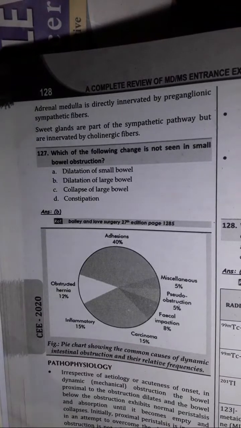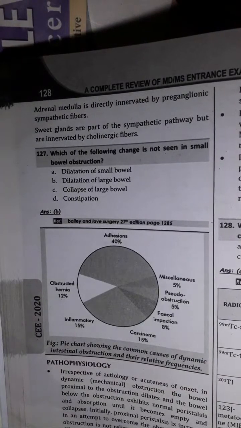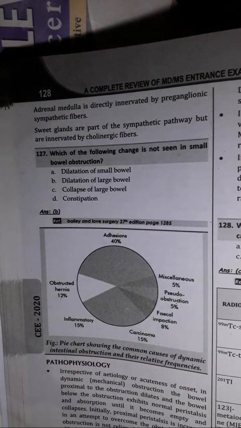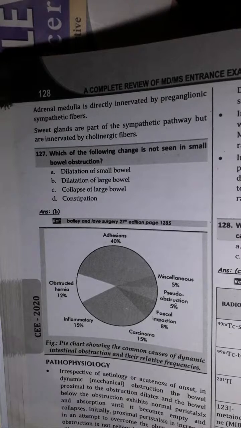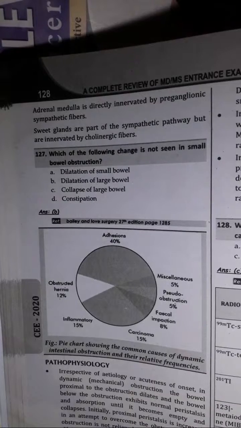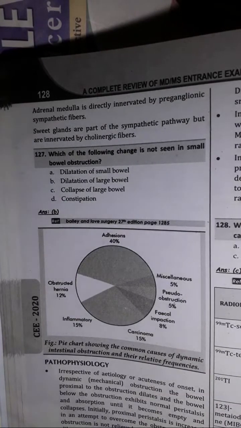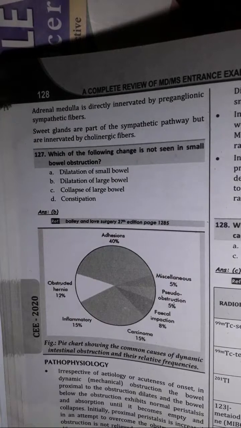Which of the following change is not seen in a small bowel obstruction? A. Dilatation of small bowel, B. Dilatation of large bowel, C. Collapse of large bowel, D. Constipation.